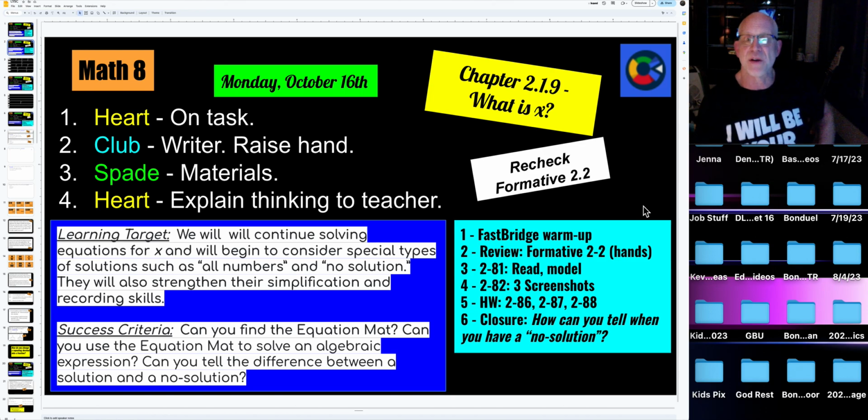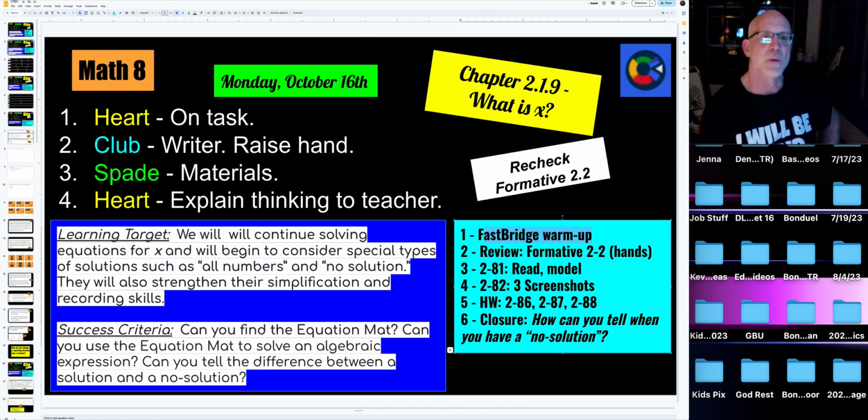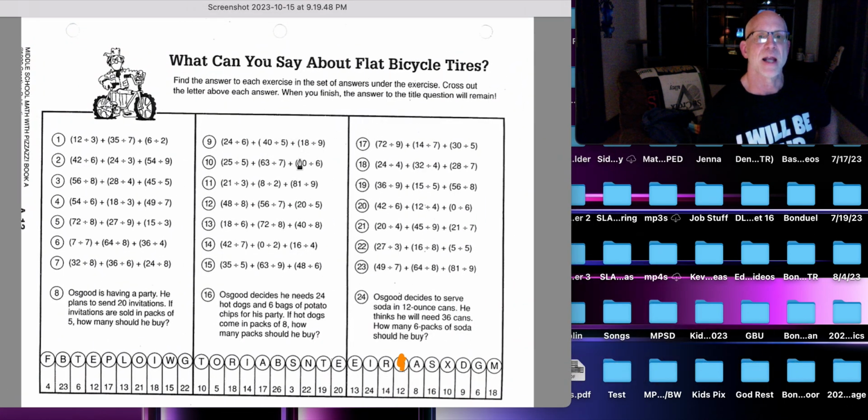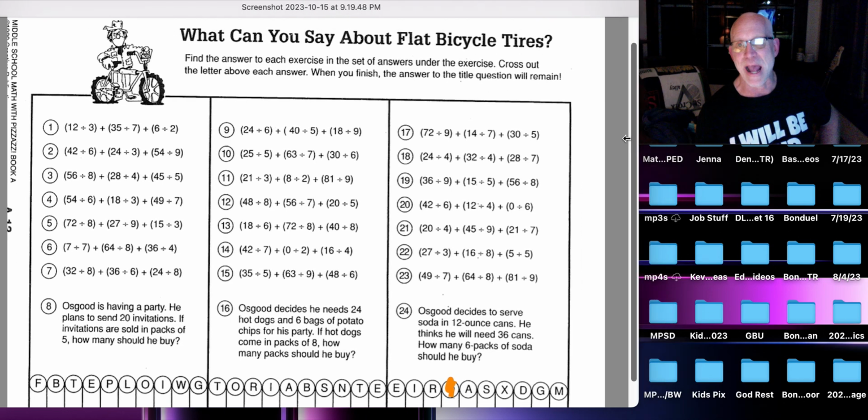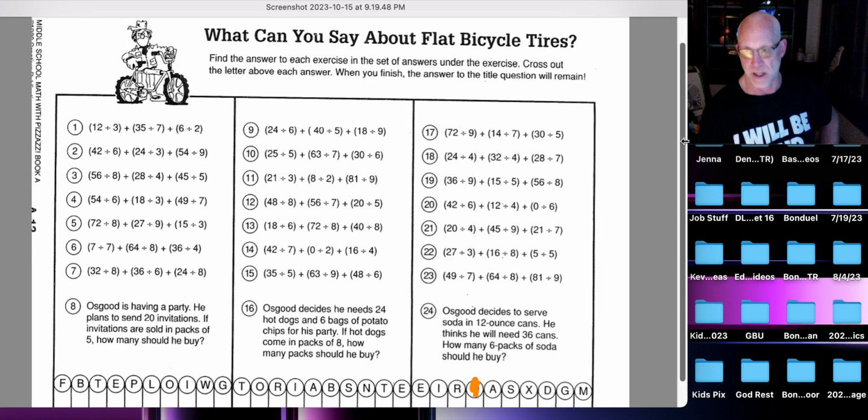The first thing today is we're going to do a fast bridge warm-up. Remember we took the fast bridge last week, and then we were able to identify some basic skills that we need to work on. So we're going to go to some basic skill work in the form of a puzzle. It'll say, what can you say about flat bicycle tires? You don't have to finish this today. I'll set the clock for 6 minutes or however many minutes, and I'll say go and get as much done as you can. Then we'll stop at that for the day.